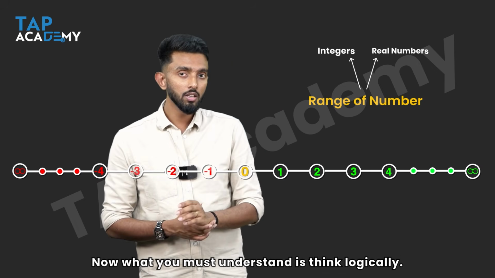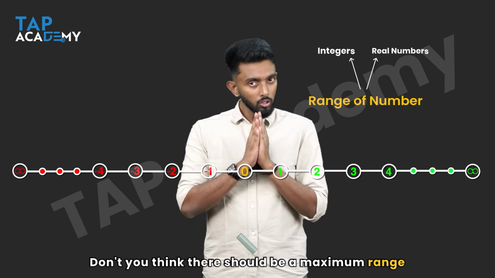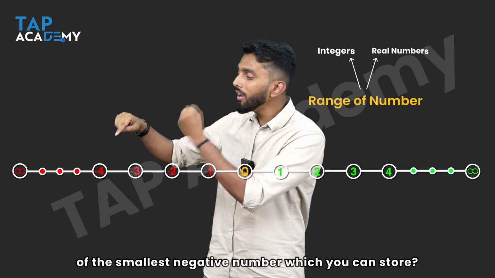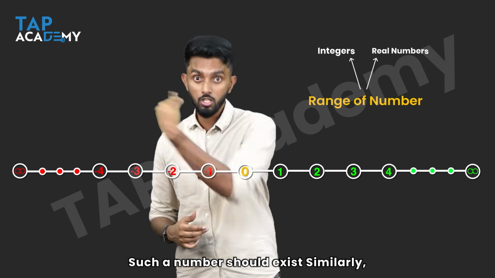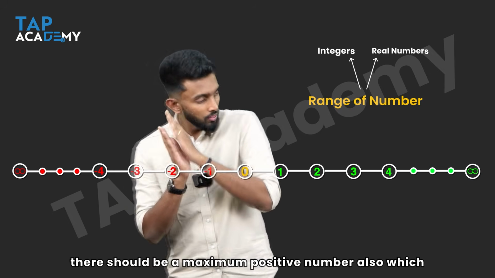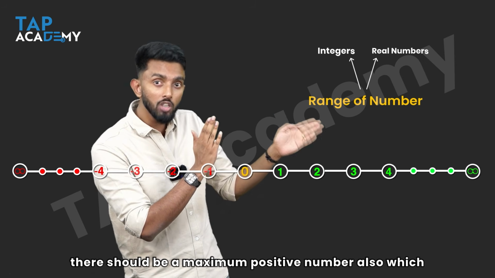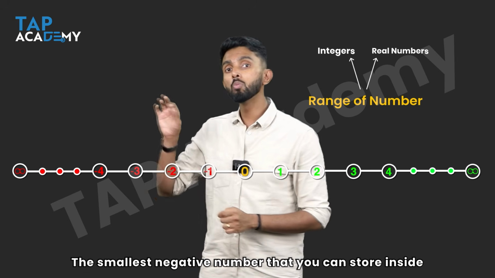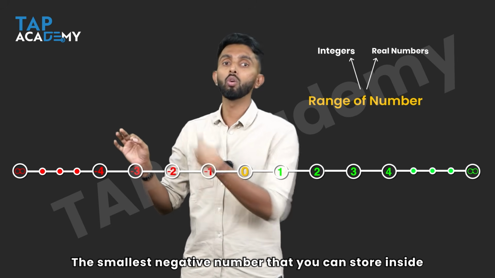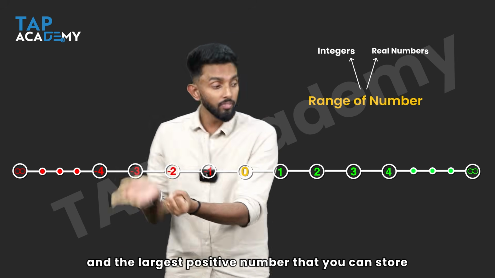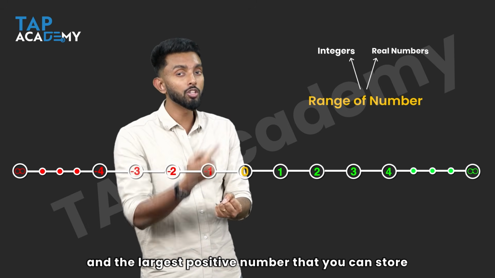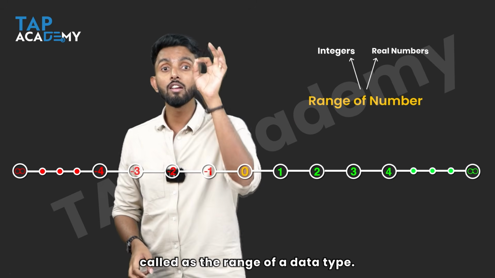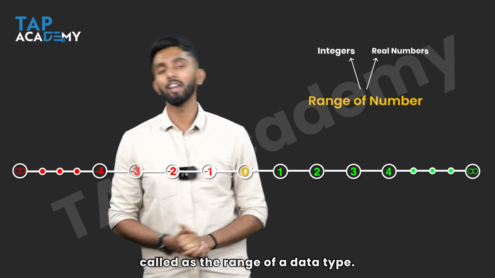Now what you must understand is, think logically. Don't you think there should be a limit to the smallest negative number which you can store? Such a number should exist. Similarly, there should be a maximum positive number also which you can store. My friend, the smallest negative number that you can store inside a variable and the largest positive number that you can store inside a variable is, in technical words, called the range of a data type.